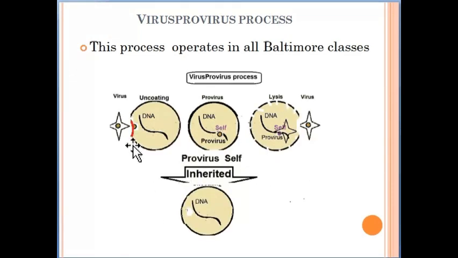Once a provirus is created, it is inherited by the system, and all inherited cells have this provirus and self.